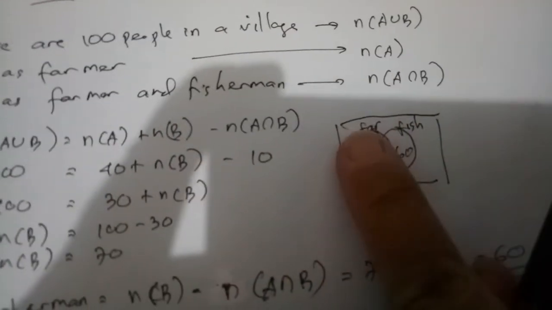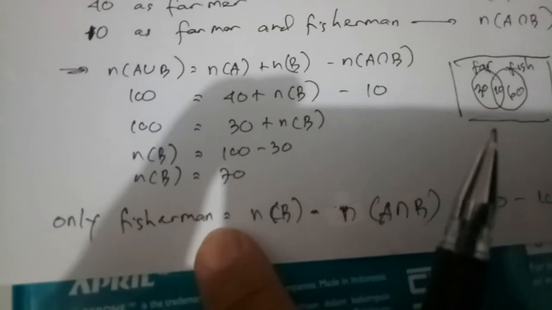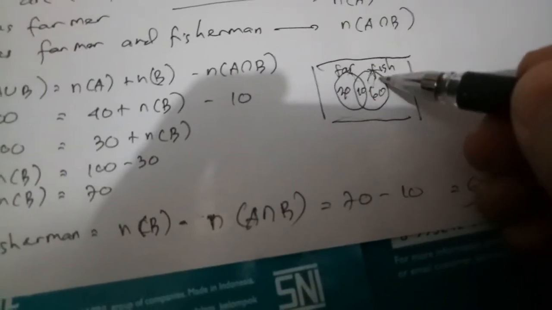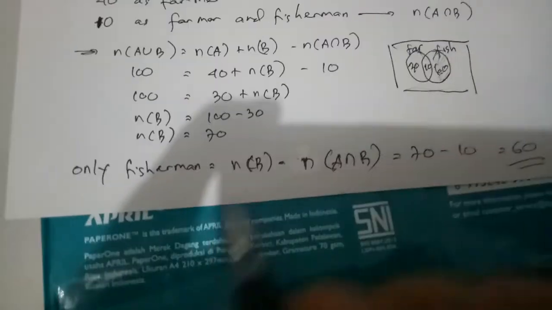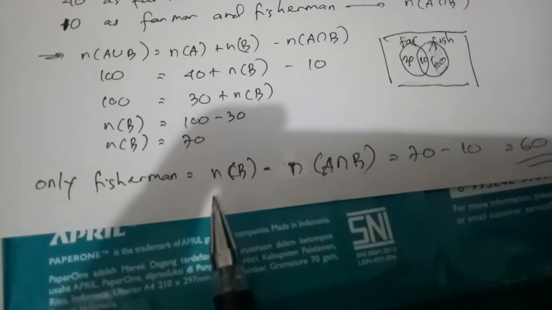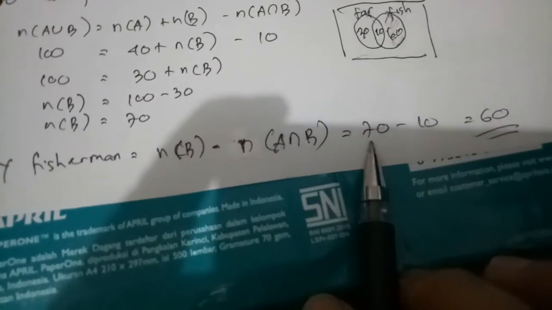And if I want to know how many fishermen there are, it's 10 plus 60, which equals 70, right? Because it says only fishermen, it means that you only need to take this part here. This is only fishermen. So the people that work only as a fisherman are n(B), which is this one, minus the intersection, which equals 70 minus 10 equals 60.